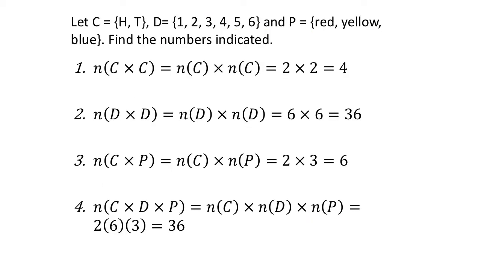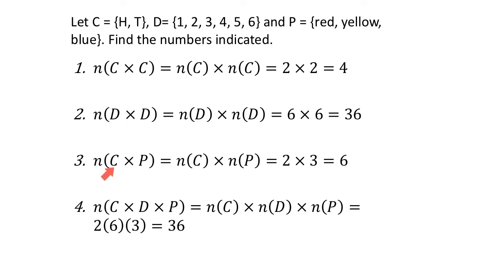Alright, so let's see. C is the set of outcomes of flipping a coin, heads and tails. D is the set of outcomes of rolling a standard 6-sided die, 1, 2, 3, 4, 5, 6, and P, the set of primary colors, red, yellow, and blue. If I wanted to find the number in C cross C, that is the number in C multiplied by the number in C, 2 outcomes when I flip a coin, and 2 more outcomes when I flip a coin. 2 times 2 is 4. If I'm rolling 2 dice, the number in D cross D is the number in D times the number in D. There's 6 outcomes each time. It's a total of 36.